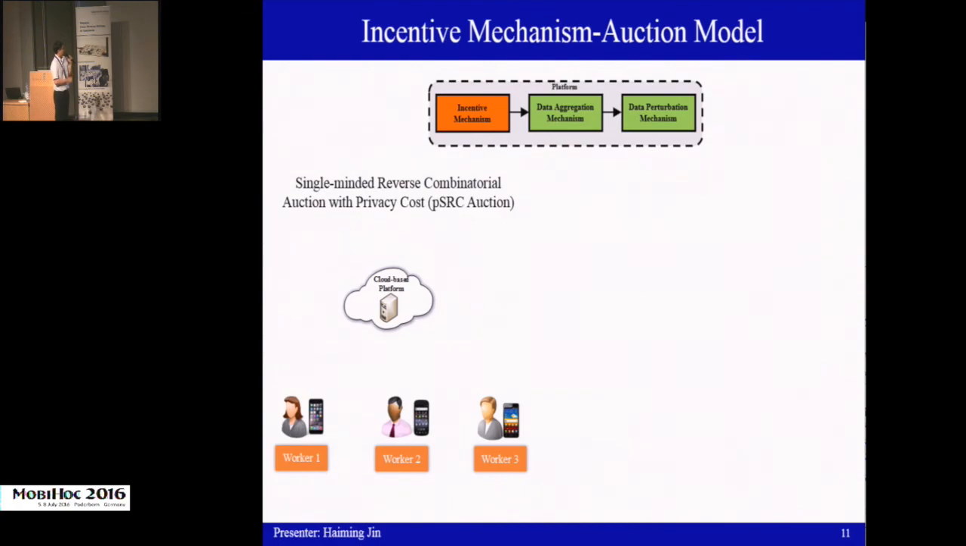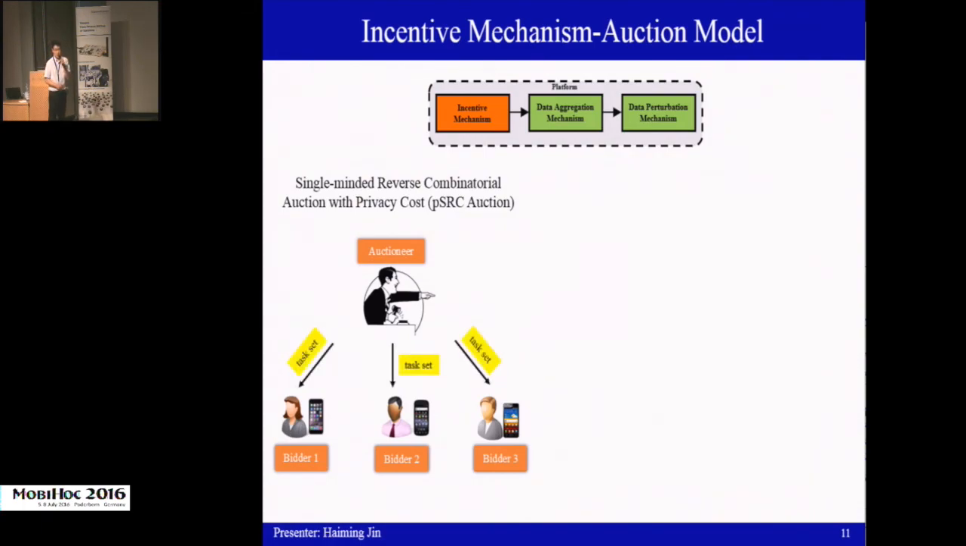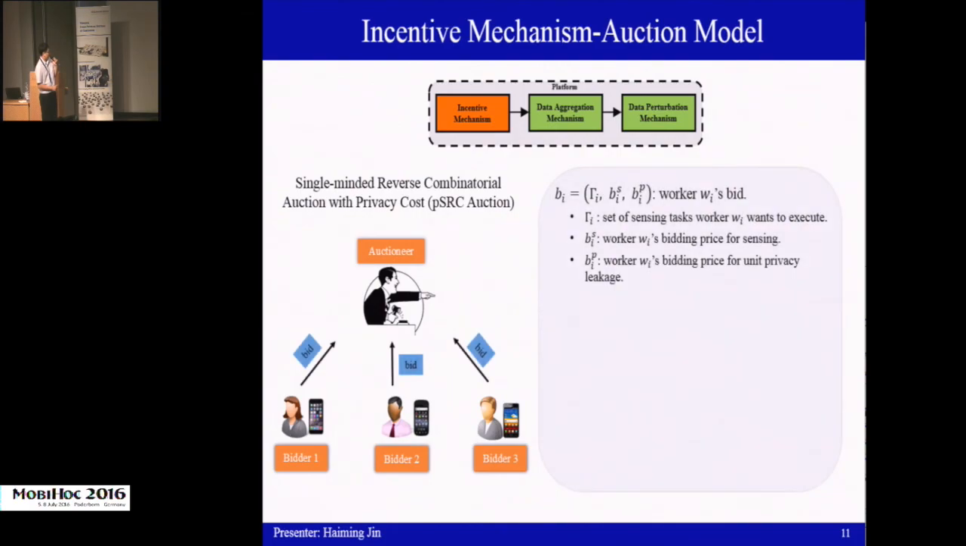Our incentive mechanism takes the single-minded reverse combinatorial auction with privacy cost, which we call the PSRC auction, as the auction model. In the auction, the platform acts as auctioneer and workers act as bidders. Firstly, the platform will announce a set of sensing tasks to workers, and then workers will submit a bid to the platform consisting of the set of sensing tasks that this worker wants to execute, b_i^s, which is worker w_i's bidding price for sensing, and b_i^p, which is this worker's bidding price for unit privacy leakage.